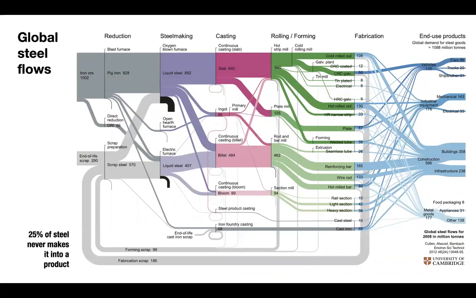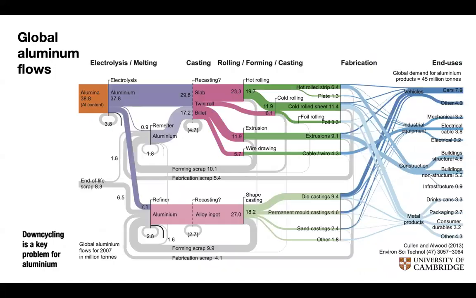We've also since then mapped global steel flows, and this system view of global steel gives you this picture of all of these gray recycling flows down the bottom here. It turns out 25% of steel never makes it into a final product. And you can only really see that when you zoom out and see the whole picture.